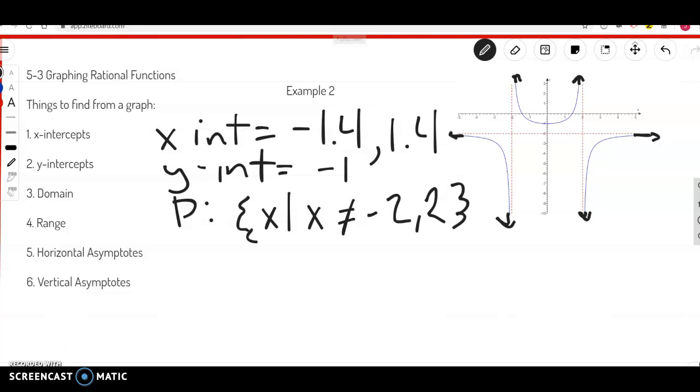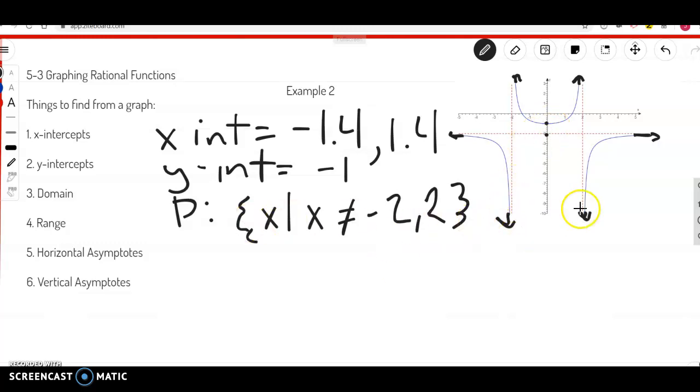When we look at the range, this time notice that our range has a little bit different situation going on. So from the bottom side of this red dotted line, notice the graph approaches this value of -2, and then there's a gap and the graph starts again on the top side. The lowest value on this top side is at -1. So that means there are no y values that exist between -2 and -1.